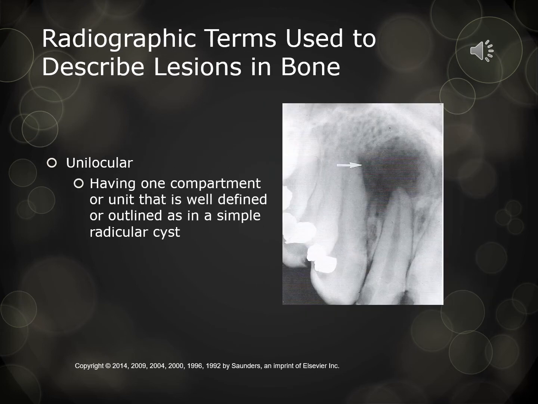In this x-ray, we are looking at a unilocular lesion, having one compartment, uni as one, that is well defined or outlined as in a simple radicular cyst. This is important, possibly with more diagnosis. It could mean that the patient might need a root canal.